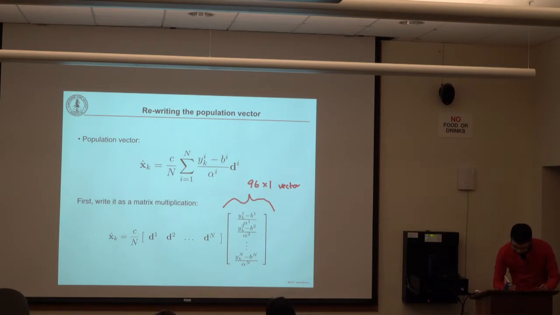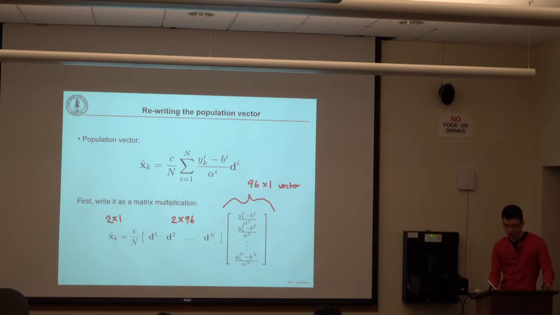So it's a 2 by 1 vector. And so that implies that this matrix here is 2 by 96. And does this make sense? It does, right? Because the d_i's are these unit vectors in 2D space.